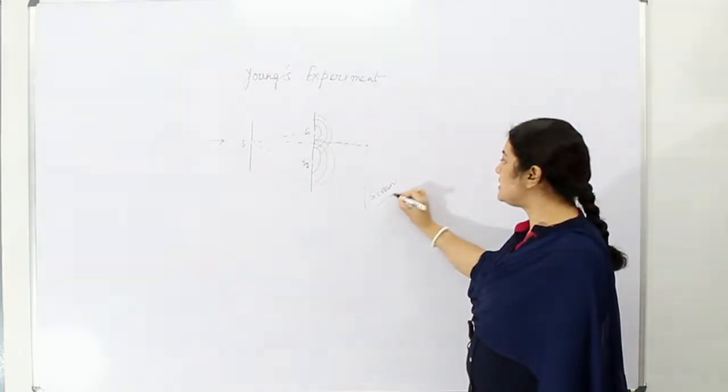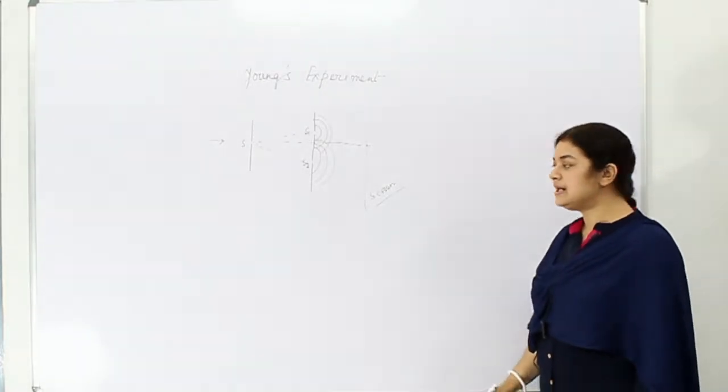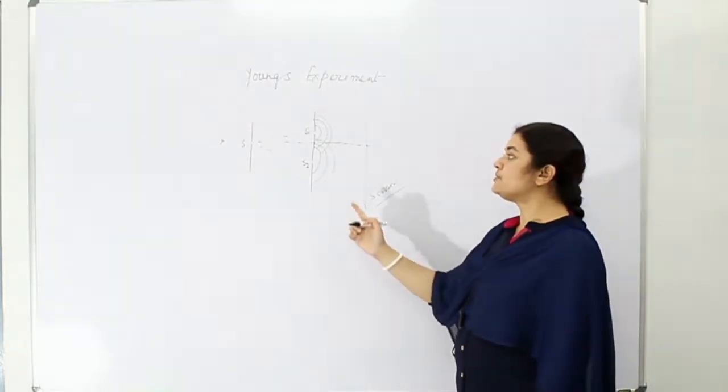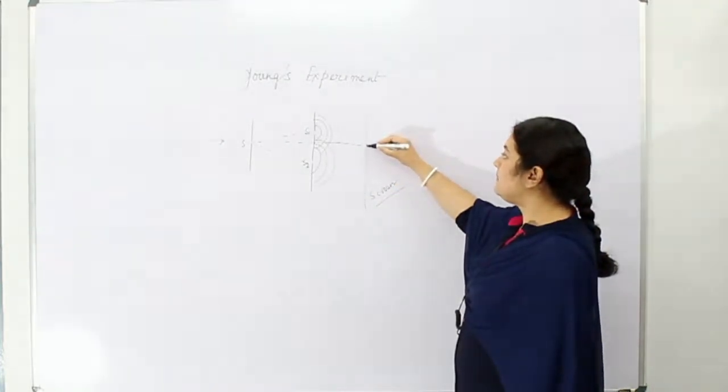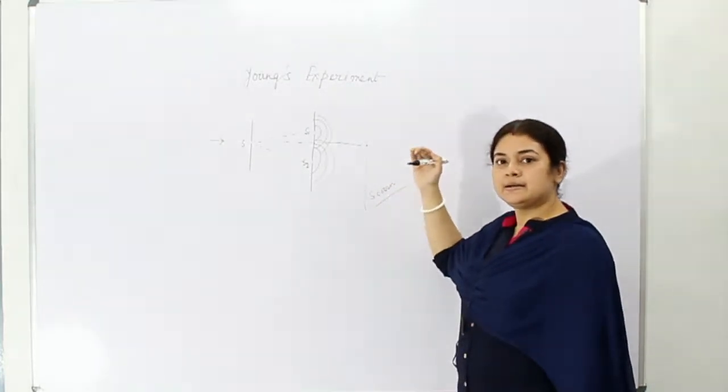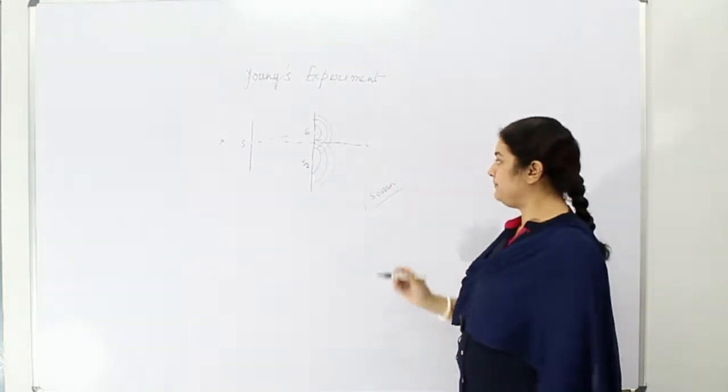So this was the first demonstration of interference of light, and later if we use monochromatic light, that is having only one frequency, then the variation we will get is alternate dark and bright bands.